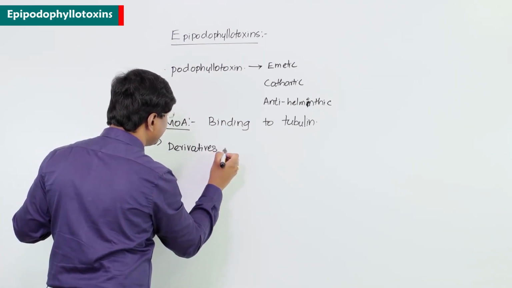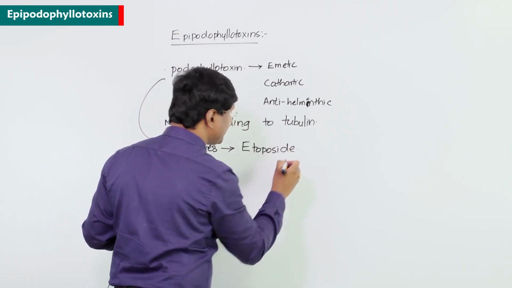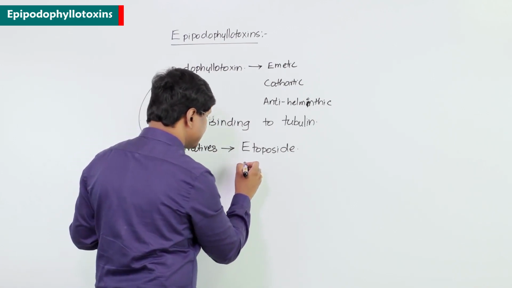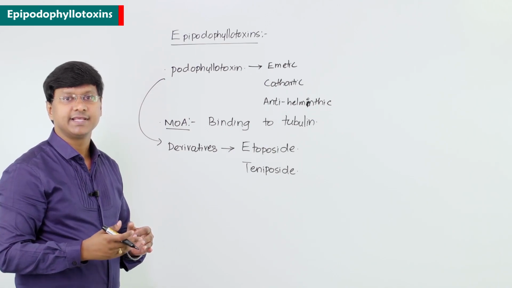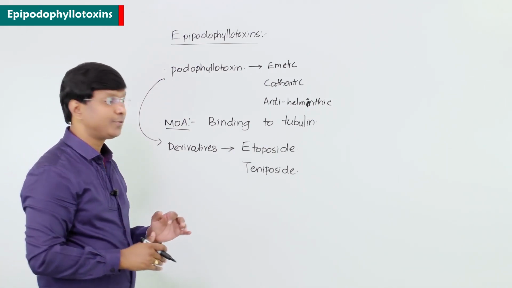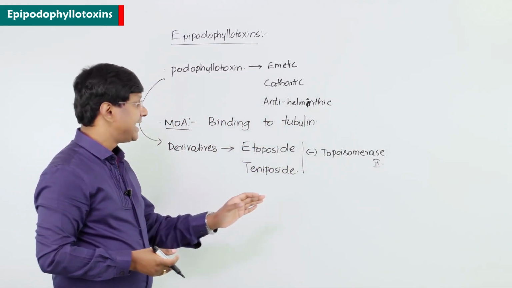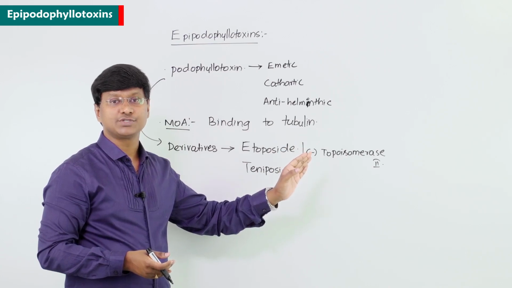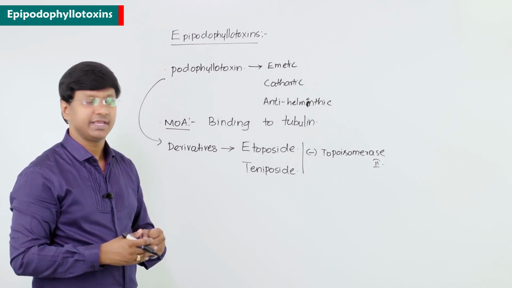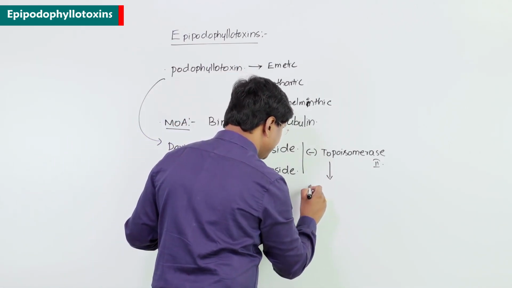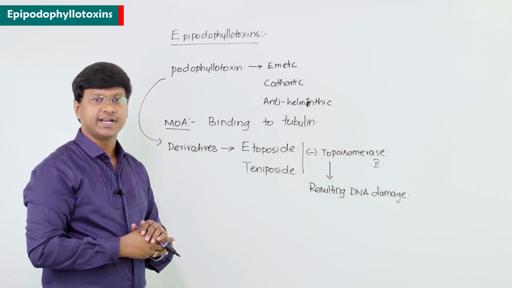include etoposide, and we have another drug which is called teniposide. So etoposide as well as teniposide act by inhibiting topoisomerase 2, and by inhibiting this topoisomerase 2, that will result in DNA damage through the strand breakage.